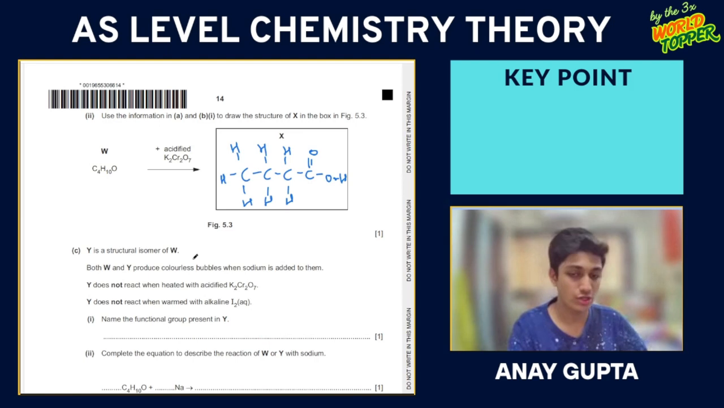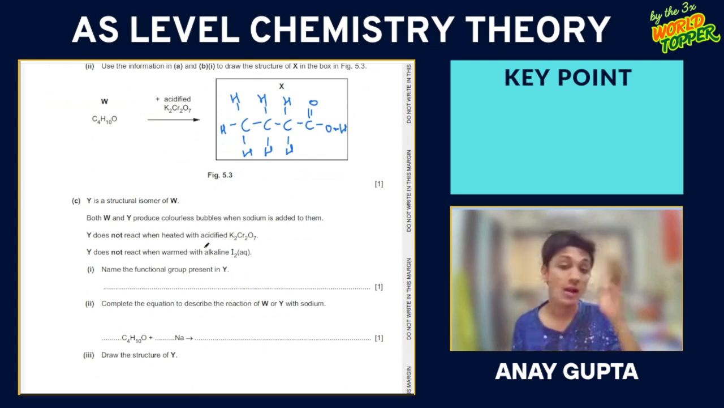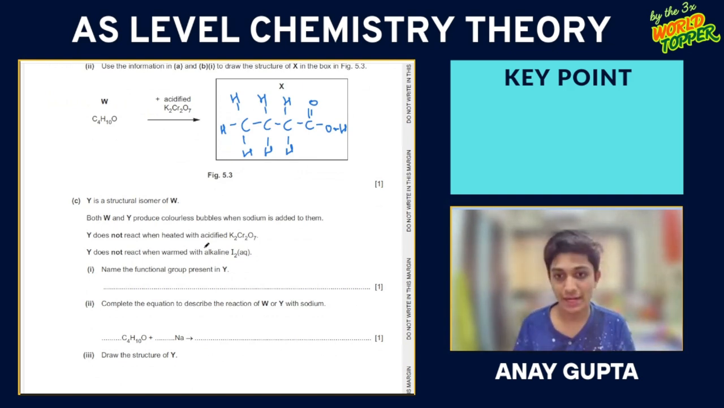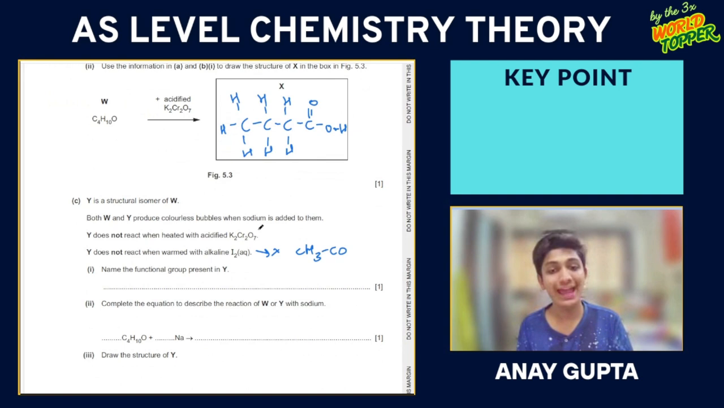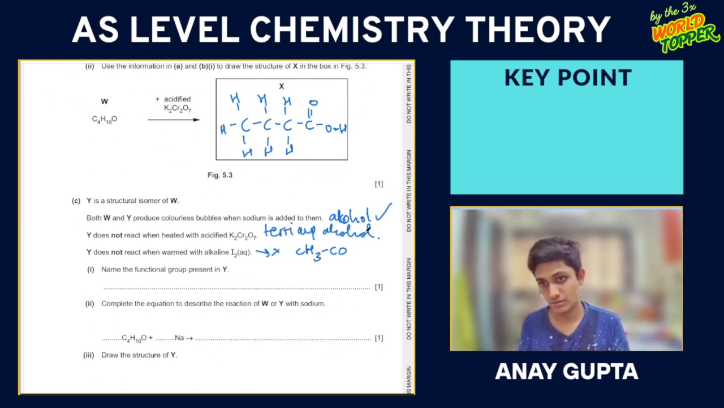Okay, next. Y is a structural isomer of W. Both W and Y produce colorless bubbles when sodium is added to them. Y does not react when heated with acidified K2Cr2O7. Y does not react when warmed with alkaline I2. That means Y does not have a CH3CO group. Secondly, Y does not react when heated with K2Cr2O7. So if it produces colorless bubbles, that means it is an alcohol. Yes, it is an alcohol. And if it does not react with acidified K2Cr2O7, it means it is a tertiary alcohol, right?